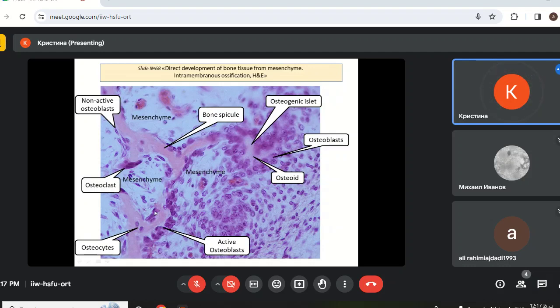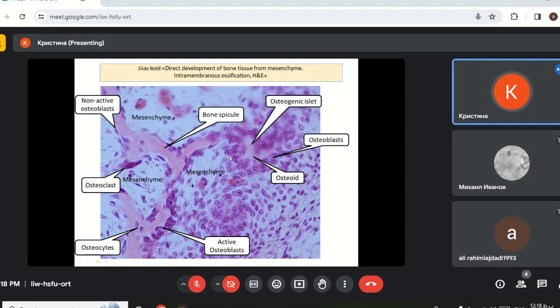Bone spicule is covered with osteoblasts, which are flattened, non-active in this area, and in this area also, and large and kind of standing in this area. Here we have active osteoblasts. Also, we can see here the osteoclast. It is the large cell with a lot of cell nuclei. Everything which surrounds the bone spicule is the mesenchyme, and also here we have some blood capillaries with erythrocytes inside them.